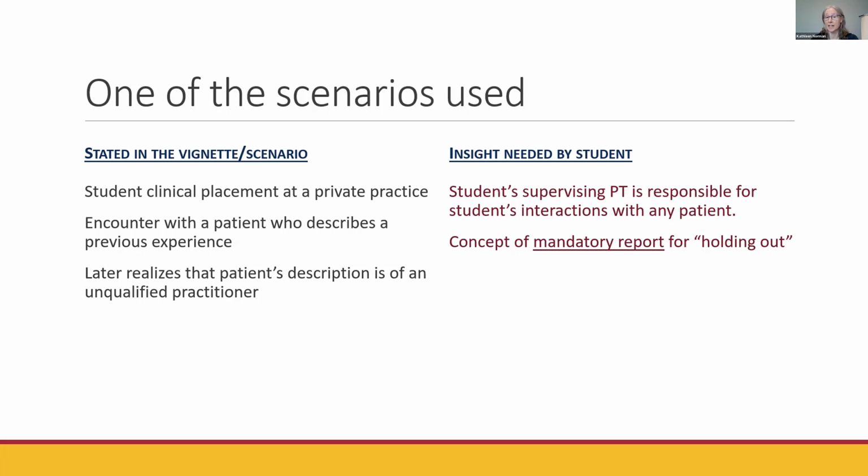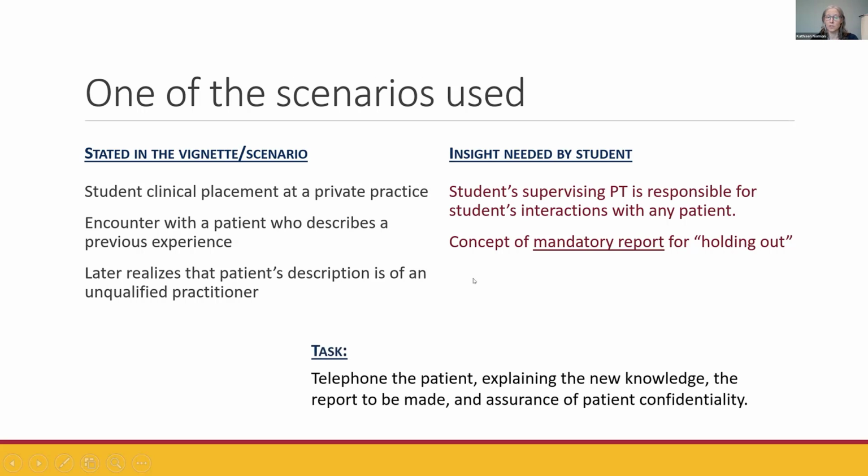And the student is asked to imagine they later realize that the patient's description is of an unqualified practitioner, so-called holding out. And the insight the student needed, so that what they had the knowledge was this professional standard around what their supervisor was responsible for, and the concept under law in Ontario of a mandatory report if there's reasonable evidence to suggest that someone is holding themselves out as a physiotherapist when they're not. So the task for the student was imagine yourself phoning the patient, leaving a voicemail, explaining the new knowledge, the report to be made, and the assurance of patient confidentiality.